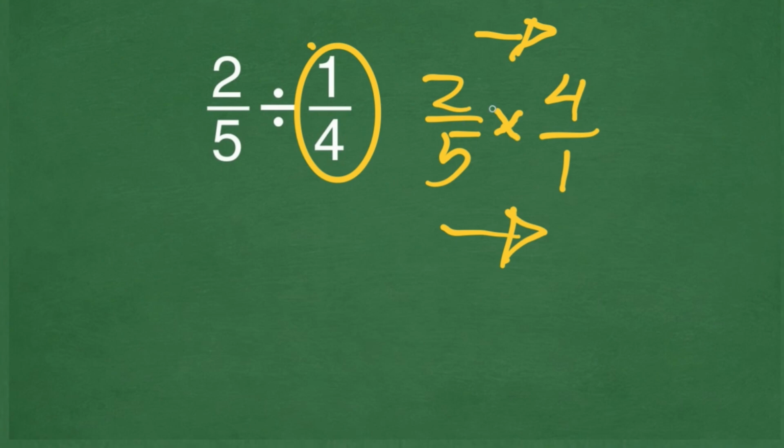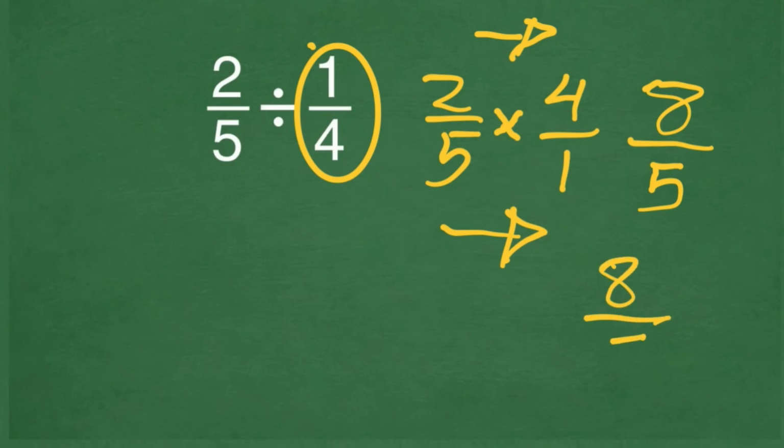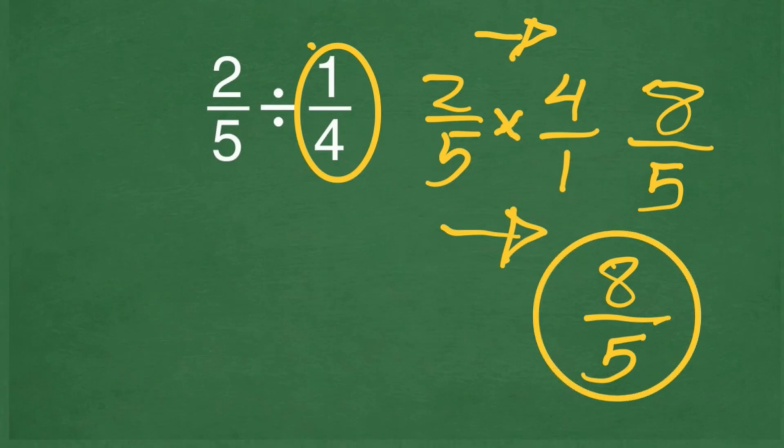So 2 times 4 is equal to 8. And 5 times 1 is equal to 5. So what is it actually? The final answer is 8 over 5. And this is the correct answer.